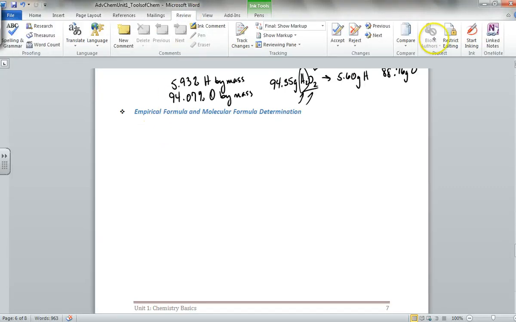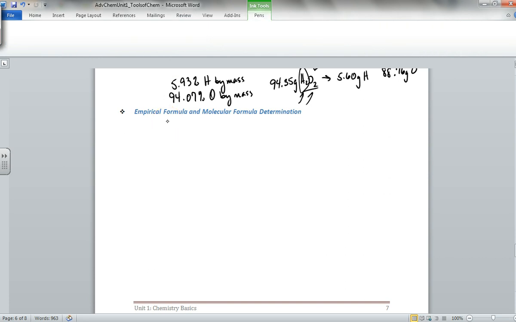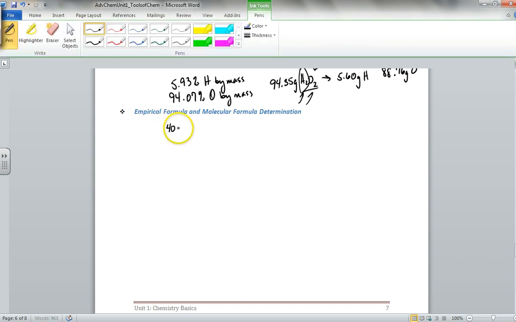So we're going to look at an example of a substance that is found to be composed of carbon, hydrogen, and oxygen. Percentage-wise, this unknown substance is 40% carbon, 6.72% hydrogen, and 53.29% oxygen. So if we had 100 grams of this sample, we would have 40 grams of carbon, 6.72 grams of hydrogen, and 53.29 grams of oxygen.